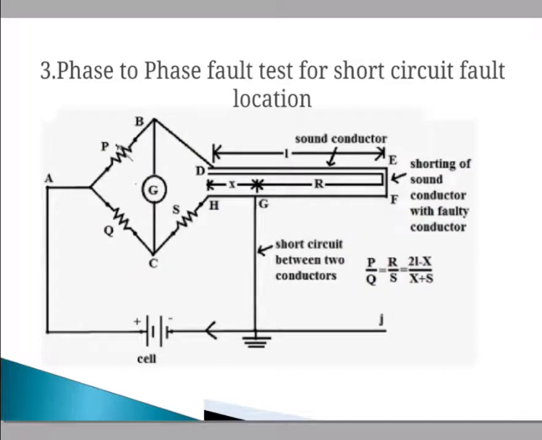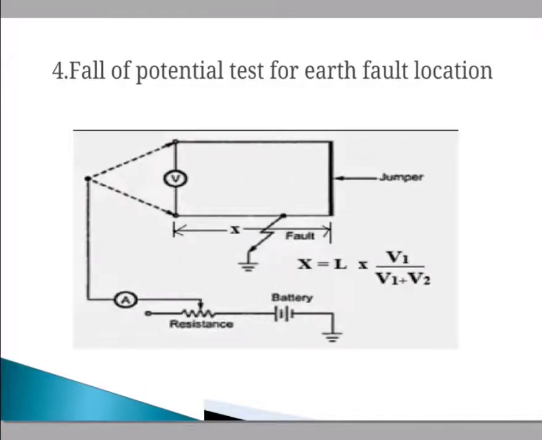Then we discuss the earth fault location, how to find the earth fault location for an underground cable. For that purpose, the fall-off potential test is used. The circuit diagram is as shown in the figure. The circuit arranged to perform this test is shown here. We connect the ammeter, voltmeter, battery and variable resistance as shown in the figure.